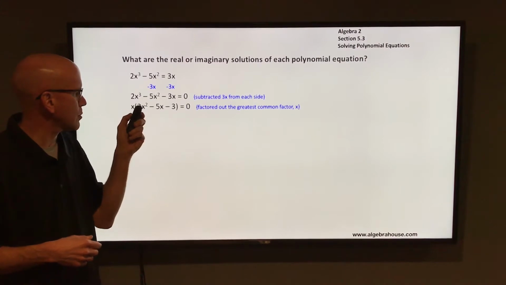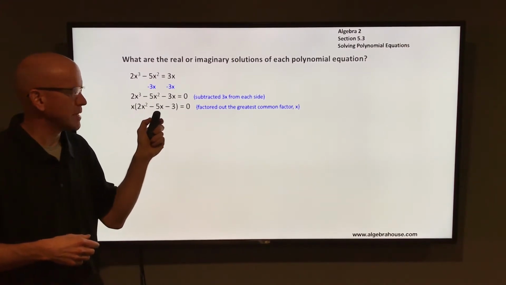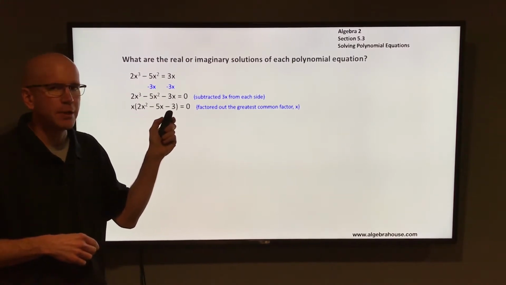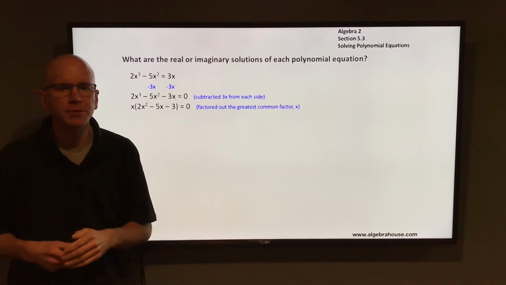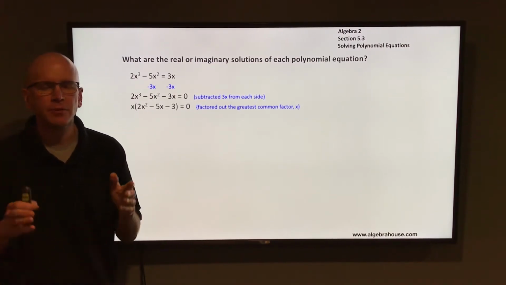If you divide 2x^3 by x, that is 2x^2. Divide negative 5x^2 by x, that'd be negative 5x. And if you divide negative 3x by x, that is negative 3. So inside the parentheses, that will still factor into two binomials. But you have a 2 in front of the x^2, so you have to do factoring by grouping.